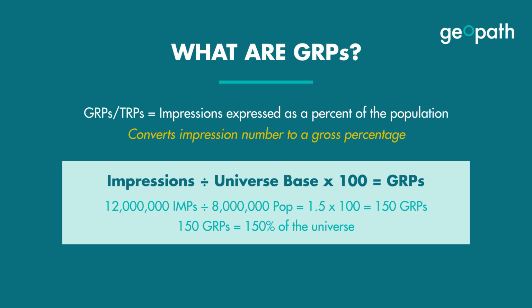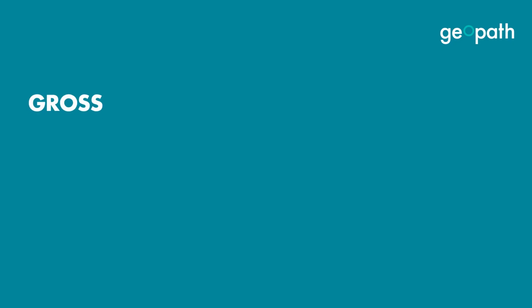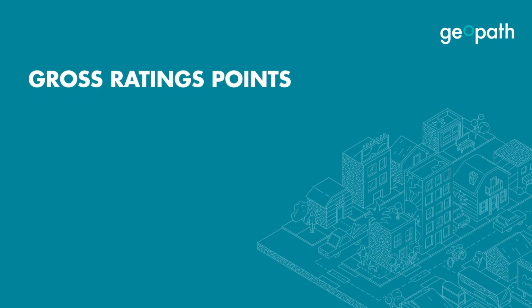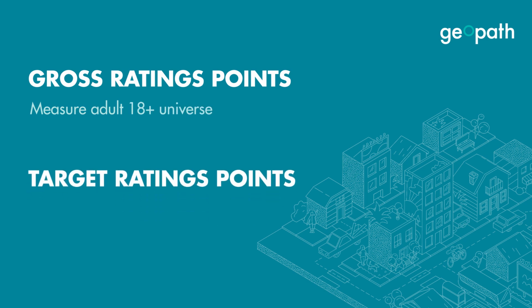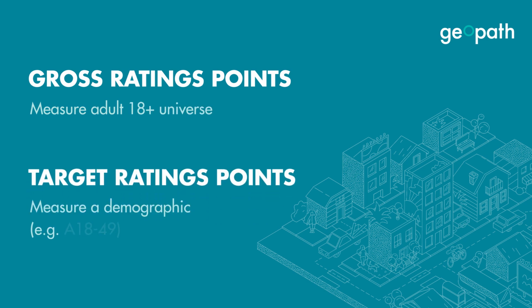So what does that mean? GRPs and TRPs can be greater than 100%, and that's because just like impressions, GRPs and TRPs account for duplication of exposures. To clarify, GRPs and TRPs are slightly different, but the terms are often used interchangeably. Officially, GRPs, gross rating points, measure an adult 18 plus universe, while TRPs, target rating points, measure a demographic, such as adults 18 through 49. We will be using both terms throughout this discussion.